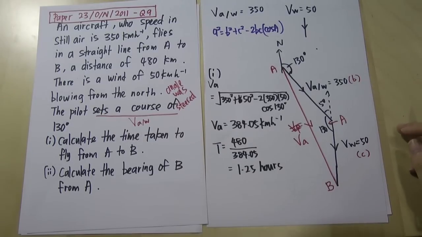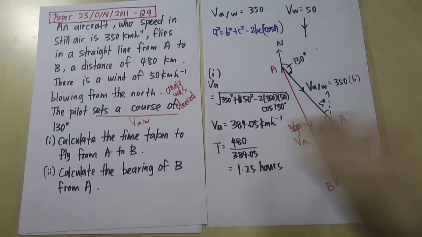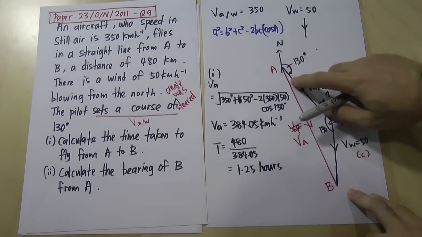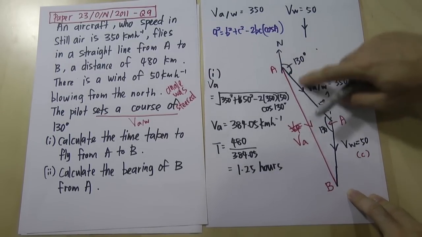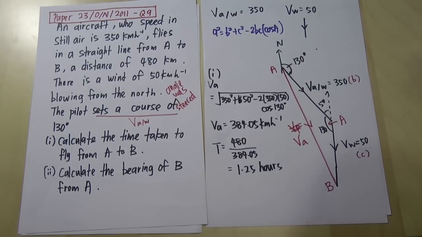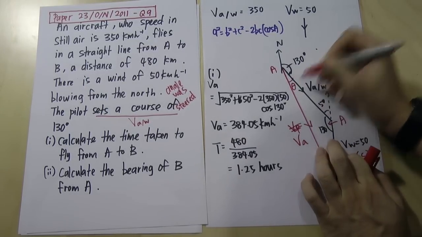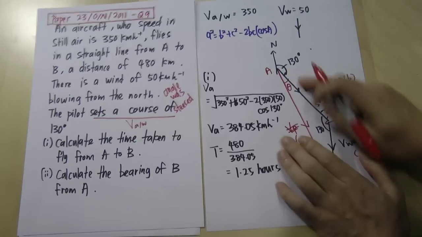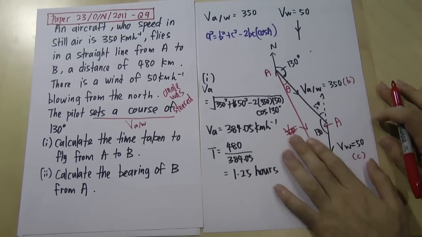And then the second part, he asks you to calculate the bearing of B from A. In this case, they want to find the bearing of B from A. That means what is the angle here? If you get the angle here, you can find the total bearing, right? So now I need to find this angle. It's easy. We can use sine rule if you want. Alright, so I just use sine rule to make everything look simple.